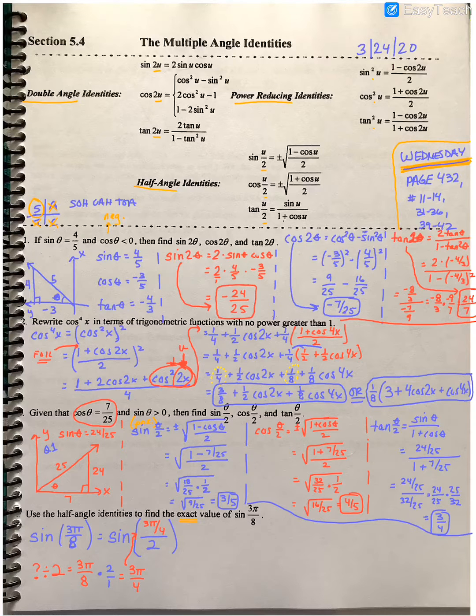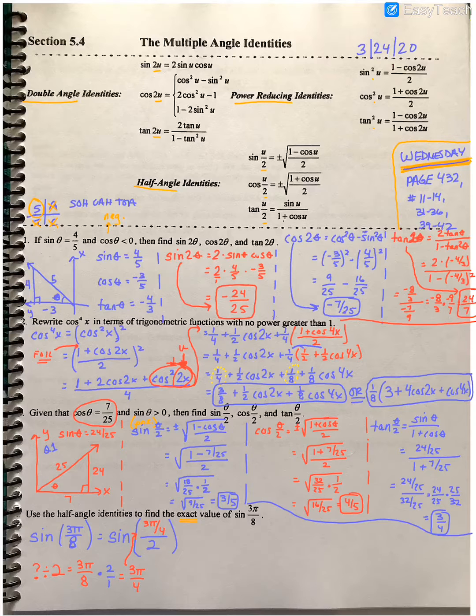Okay? So always to start with your half angle identity, take the given that you're trying to find the exact value of, 3 pi over 8, and multiply that by 2. Because now, since I've multiplied it by 2, 3 pi over 4 divided by 2 is equal to 3 pi over 8.